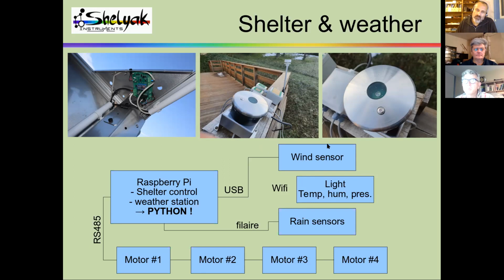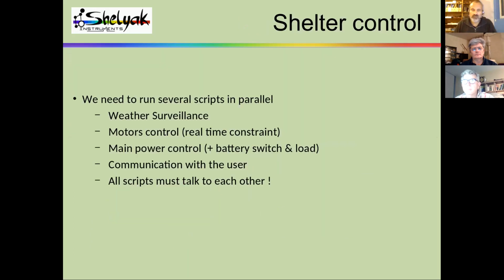Okay, and all these devices are connected to the Raspberry in different ways. The wind sensor is connected by USB. This device is connected by Wi-Fi, and the rain sensors are directly connected to the additional electronic board that we have. I like a heterogeneous system, so we can really connect different kinds of systems.